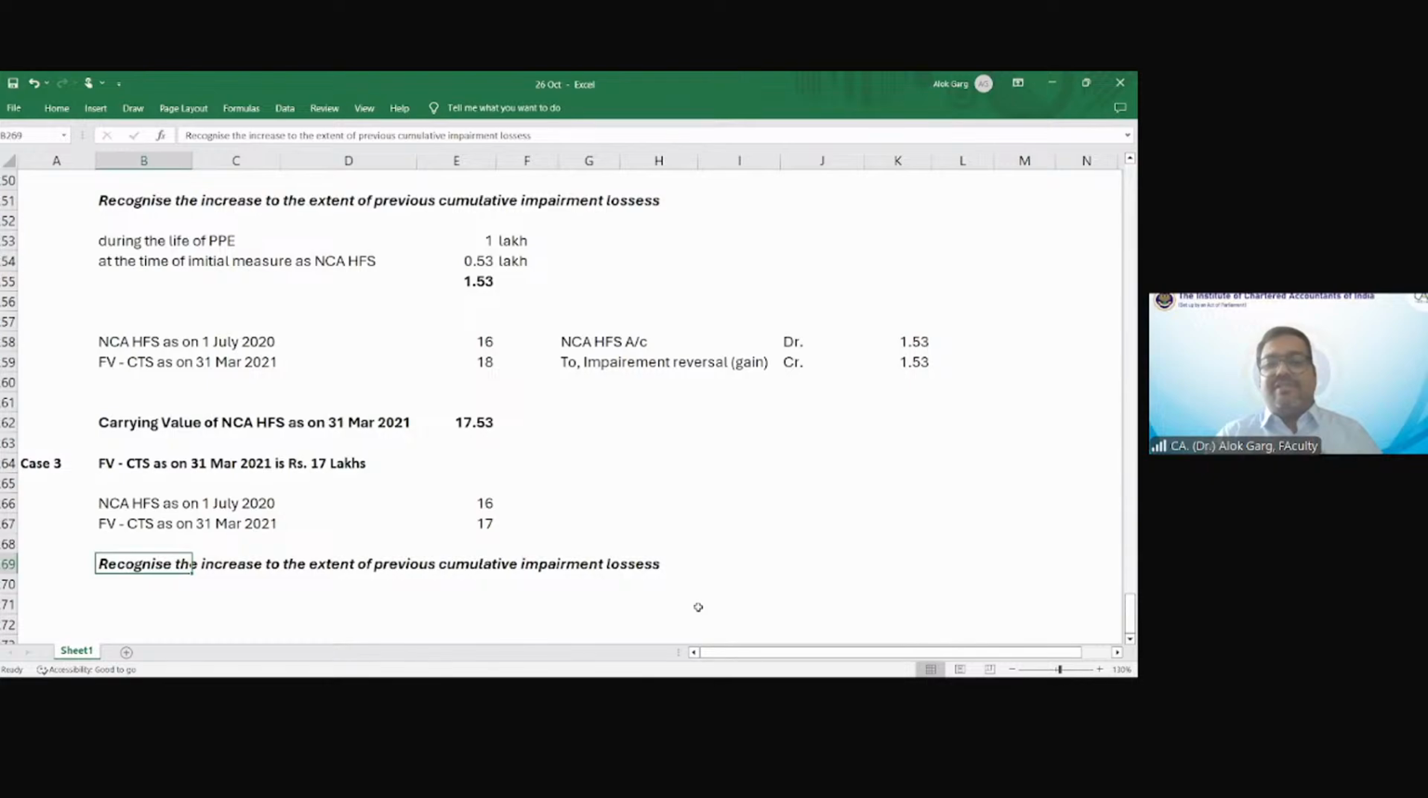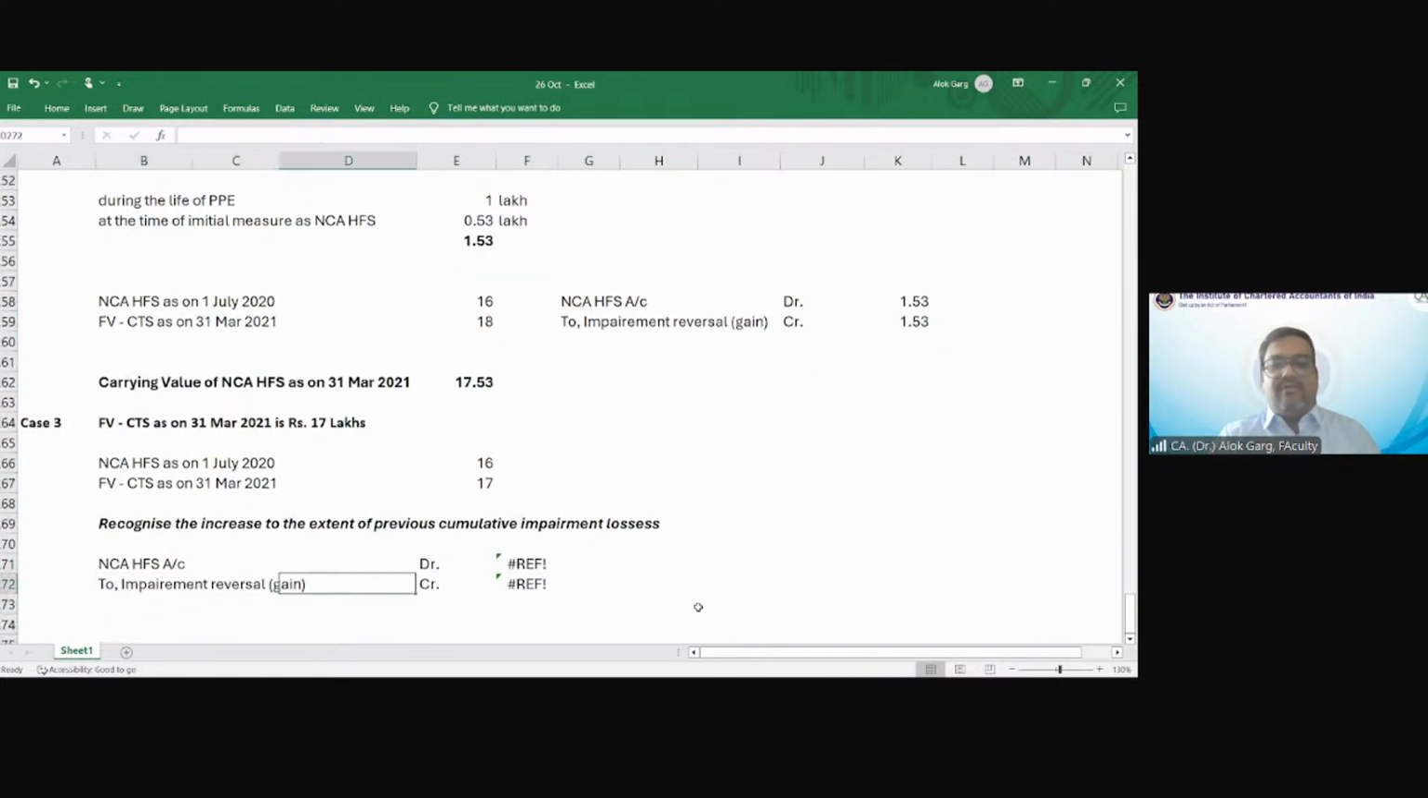What to do? Recognize the increase to the extent of previous cumulative impairment losses. So previous cumulative impairment loss is 1.53. But there is an increase of 1 lakh. So only 1 lakh is to be considered. Very good. So NCHFS account debit to impairment reversal gain, 1 lakh. Fair value से beyond तो मैं कर ही नहीं सकता ना. It cannot go beyond fair value.